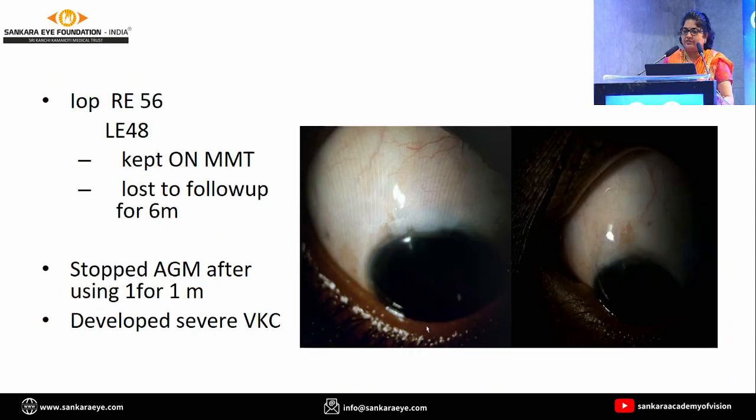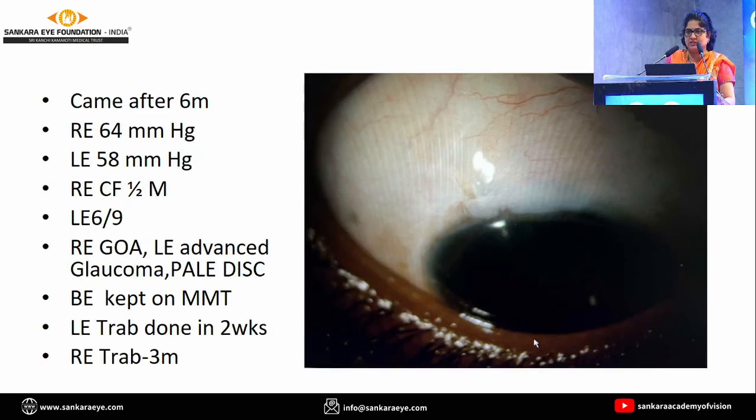Right eye pressure 56, left eye 48, and we kept them on MMT and asked them to come for follow-up after 2 weeks. But they lost follow-up and they came after 6 months, and they had developed severe VKC at that time, and they stopped AGM also after 1 month of using the anti-glaucoma medication. Now the pressure is 64 in right eye, vision came down from 6/12 to CF half meter, and left eye pressure is 58 and 6/9 is the vision.